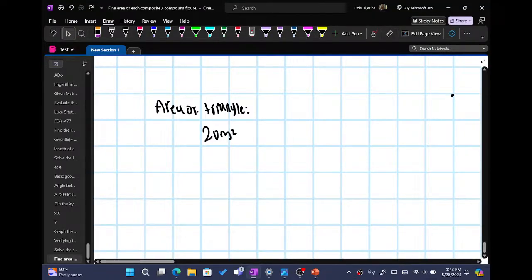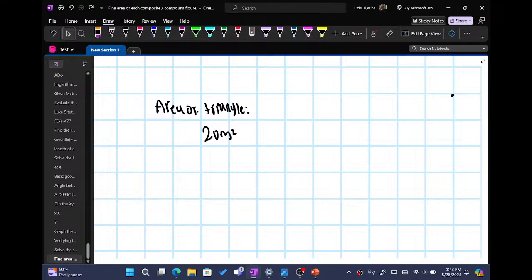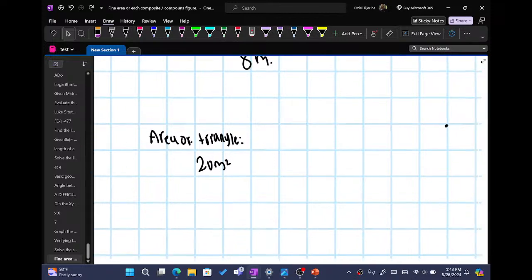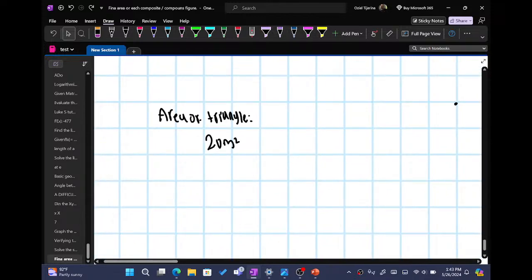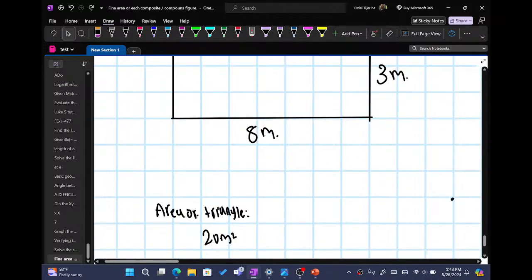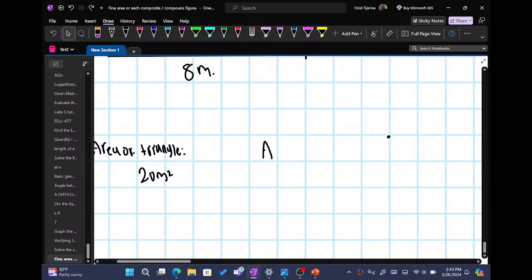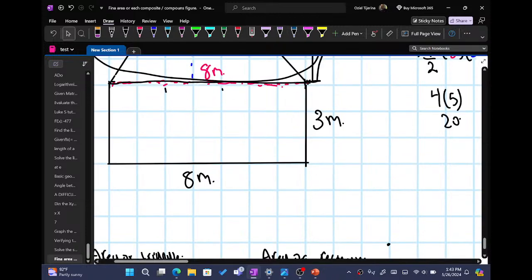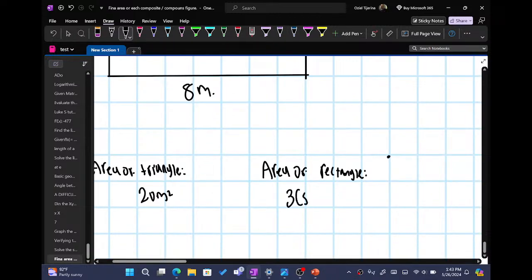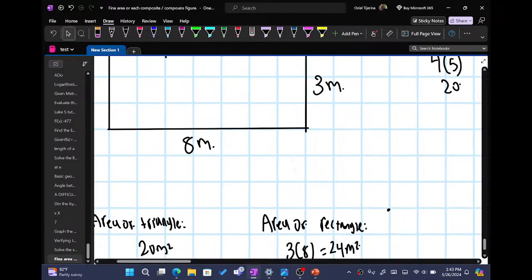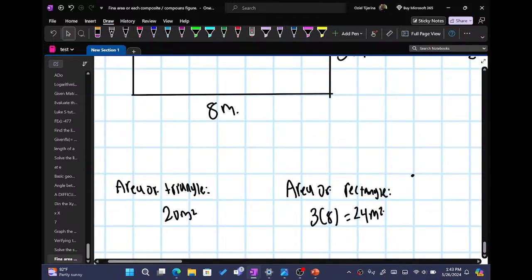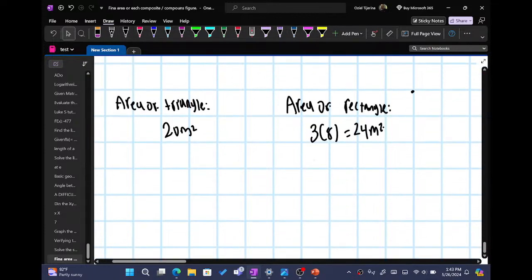So here, we know that the area of the triangle is 20 meters squared, and the area of the rectangle is going to be 3 times 8. So really, it's 3 times 8, which is 24 meters squared. 3 meters times 8 meters, 24 meters squared, right?